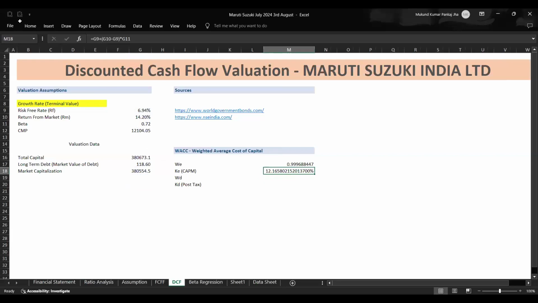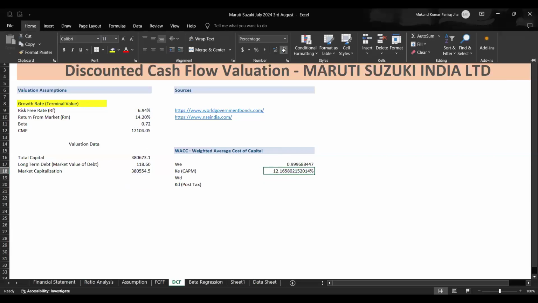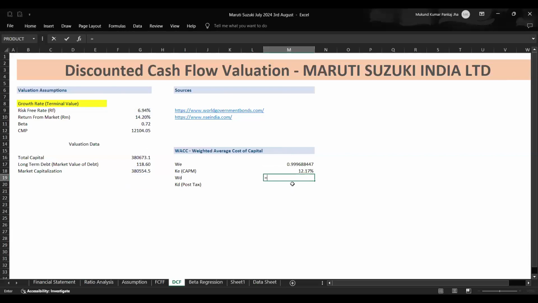So with this, we are getting the value of cost of equity as 12.17%. Then we need weight of debt, long-term debt divided by total capital. Then we need cost of debt. Generally the YTM of the bond that the company issued is taken. But since Maruti Suzuki has not issued any bond and the other methods get a bit complicated and would be very difficult for you guys to implement, we will keep it simple.